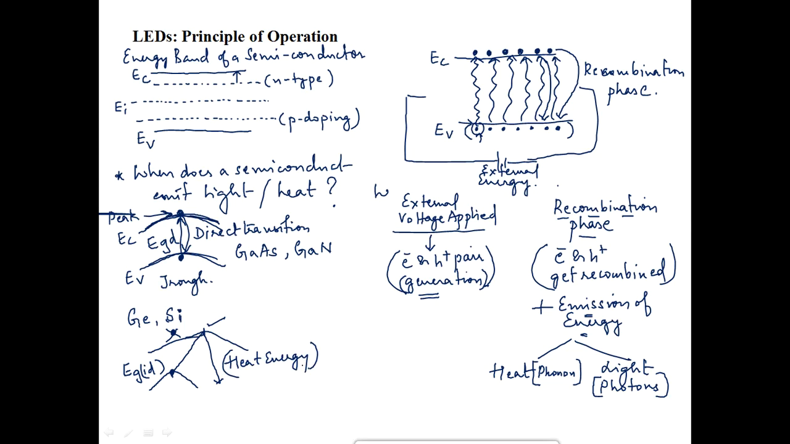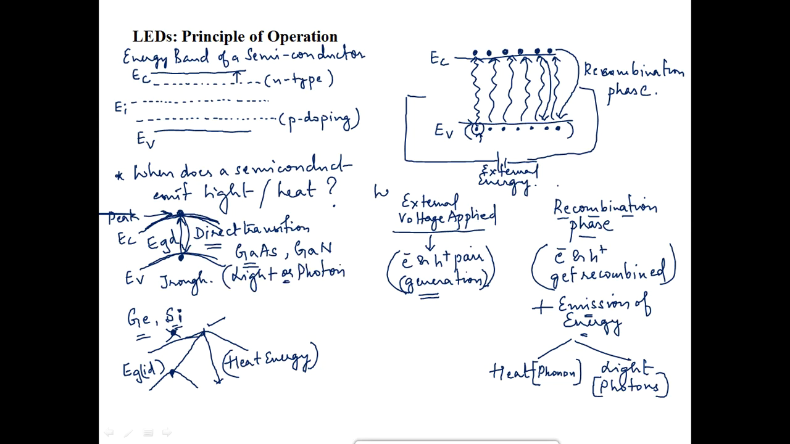Please understand, we are looking at the core physics, especially with respect to the band diagrams. The germanium and silicon semiconductors possess indirect band gaps. So whenever energy is emitted, it is in the form of heat or phonons, whereas for materials like gallium arsenide, gallium nitride and others, the band gap is itself direct, so they emit light or photons.